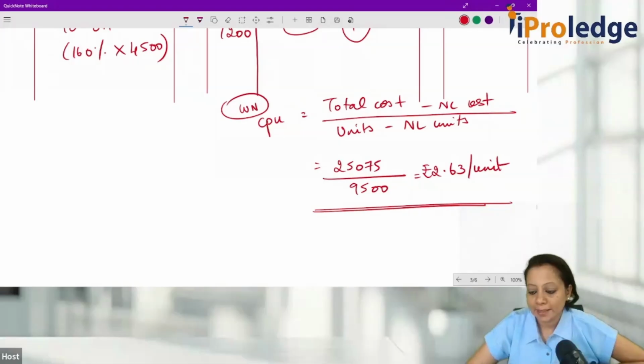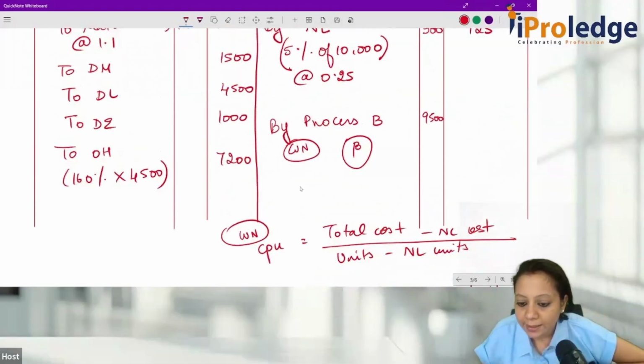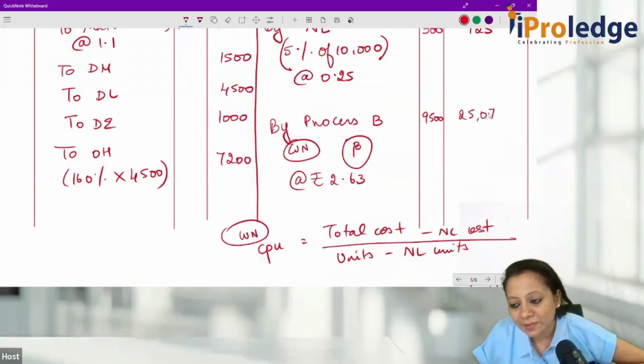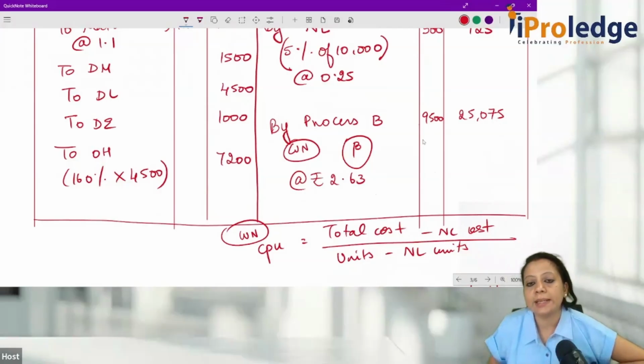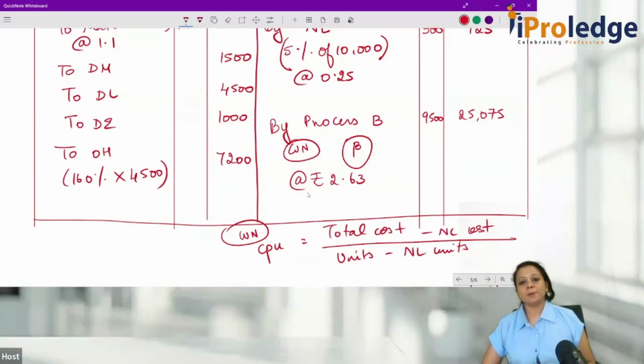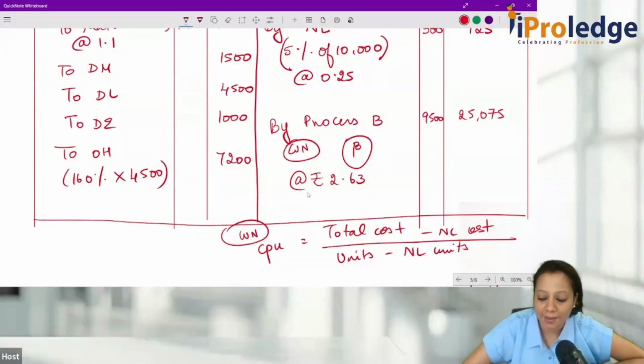Shall we proceed now? So it is going to be at the rate of 2.63. So 25,075, if you take all the decimals. How did I get 25,075? 2.63 into 9,500. In the calculator, if you take all decimals, you will get this. Some rounding off is also okay. Up to 2 decimal places, we will take. Okay. So shall we go to the next process? Process B? Yes. All right.